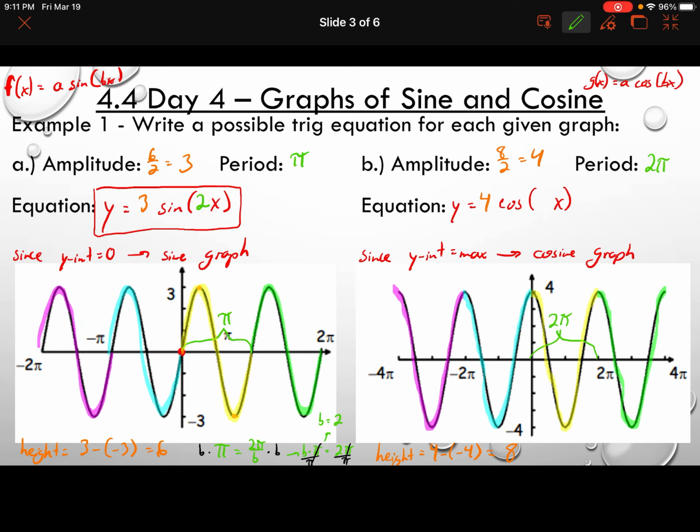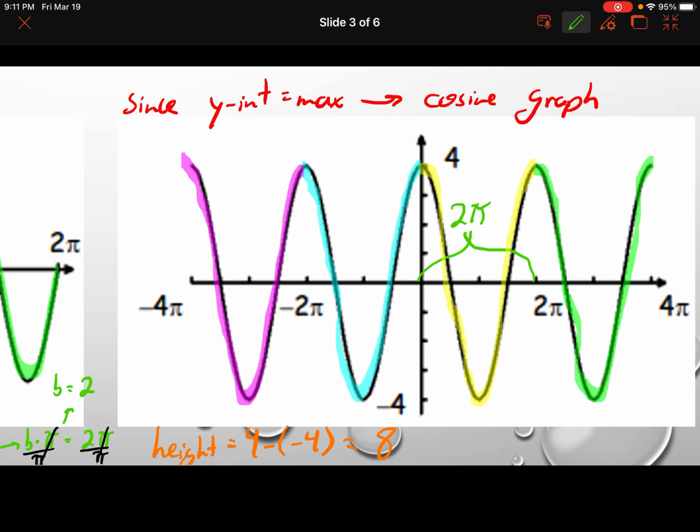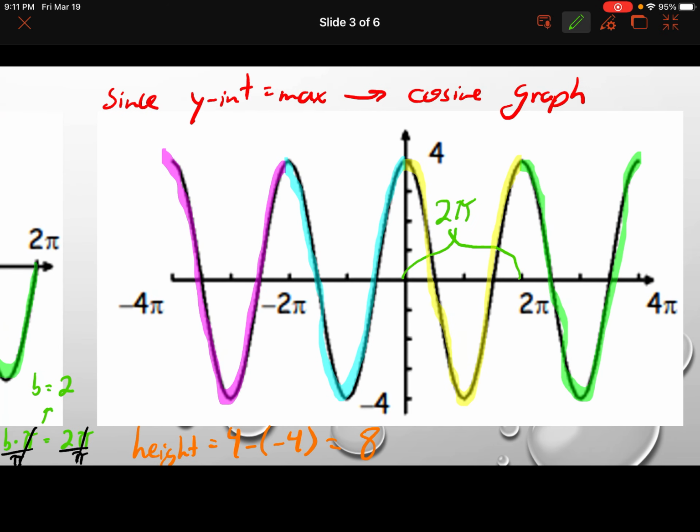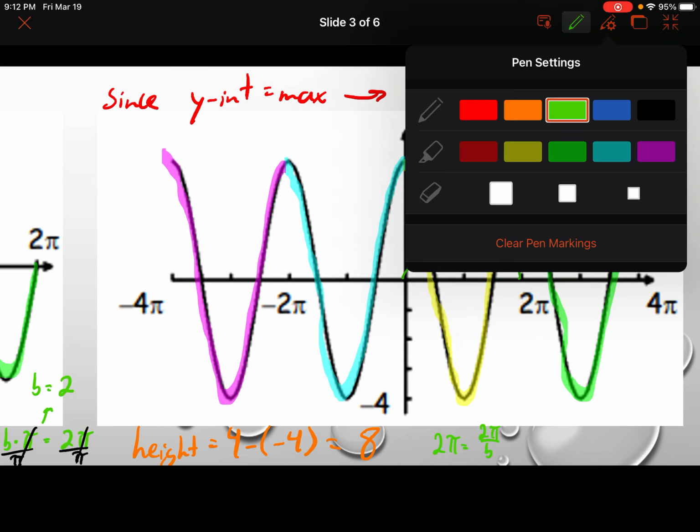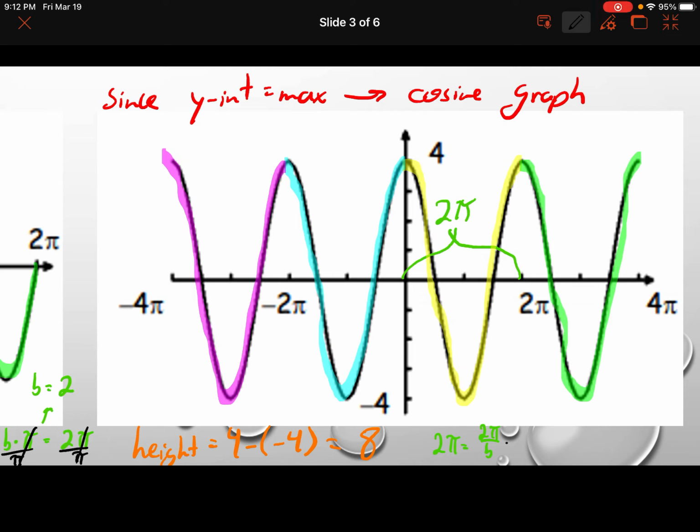Now we have to calculate that b value. Just like the previous one, we're going to use that formula. We know the period is equal to 2 pi over b. In this case, our period is 2 pi, so we can set it as 2 pi is equal to 2 pi over b. And once again, we're going to solve for b. Some of you might be able to figure out that b has to be equal to 1, because 2 pi divided by 1 gives you 2 pi. But let's solve it algebraically just to go through the steps.